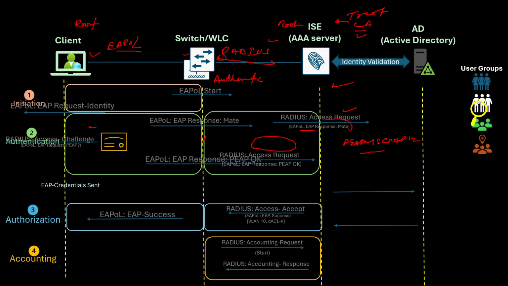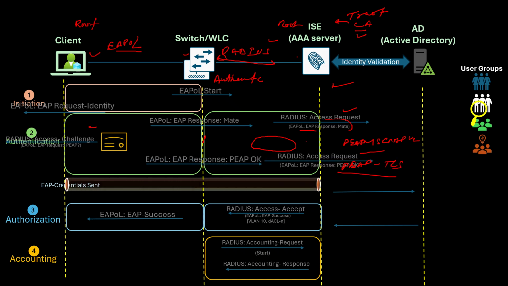So PEAP also establishes a TLS tunnel. Then, in this TLS tunnel, MSCHAP will be used to transfer the credentials, the password, from the client to the AAA server in this tunnel. If you are able to imagine this packet flow from the start till here, the authentication process is still happening. Now you have received the credentials.